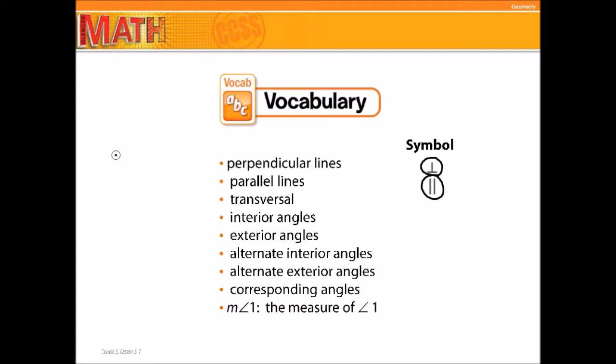A transversal is a line that intersects two or more other lines. Interior angles and exterior angles are formed when a transversal crosses parallel lines. We also are going to discuss alternate interior angles, alternate exterior angles, and corresponding angles in the next examples. When I refer to measuring an angle, I will use the symbol that you see here on the screen. The M in front of the angle symbol indicates that we're talking about the measure of the angle and not just naming it.